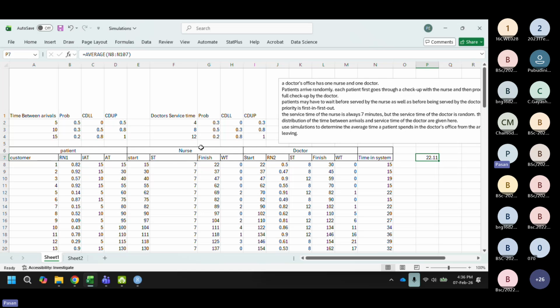Now of course we can try to do some modifications, and I can change the service time of the nurse here, right? I can change that and see. So if I include a random number for that one as well, what are the changes we can observe and so on? I can discuss that.